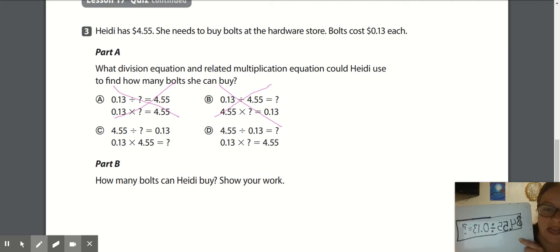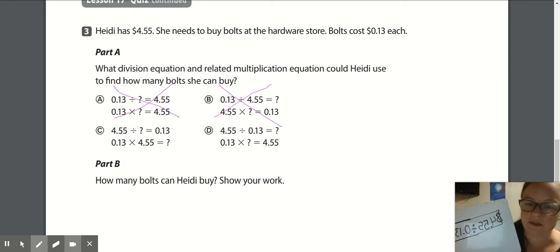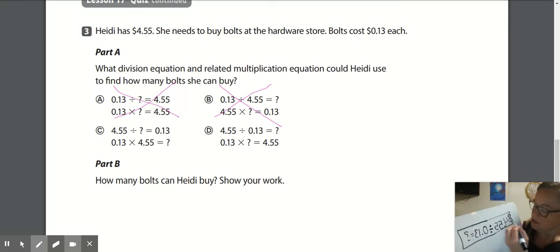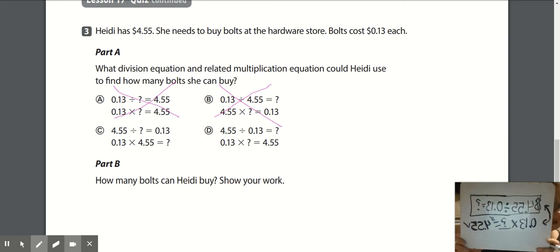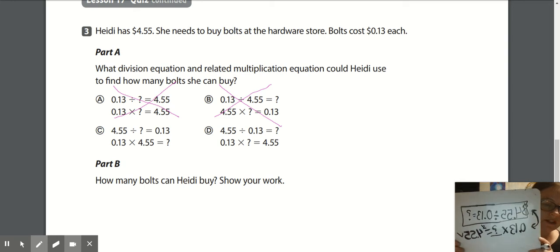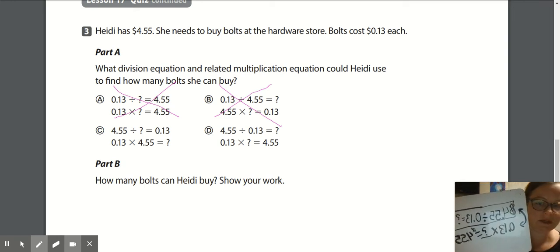Now down here, that represents what we talked about in the beginning of this problem. You need to figure out how many groups of 13 cents can give you a total of $4.55. So here, 13 cents times something is going to give us the total of $4.55. So yes, that does match. Think about fact families, inverse relationships. If I move the numbers around and represented my division with multiplication, D would be the one that works.